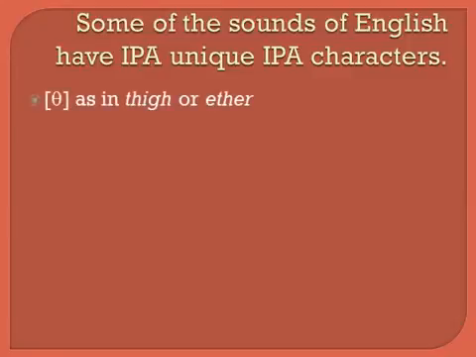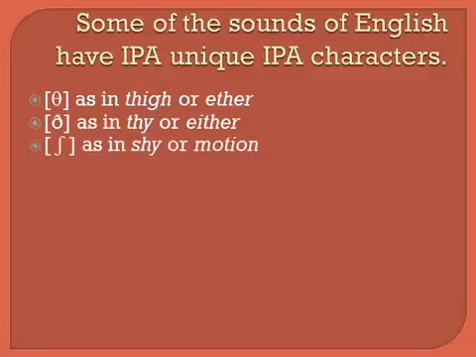So we've got the theta, and this is the th sound, as in thigh or ether. And next to that on the chart is what you can call a thorn, as in thy or either. And if you take the words thy and thigh, or ether and either, and say them, you can hear that the only difference is that one sound. Otherwise, they're all the same. Usually it's spelled th. The sh sound, as in shy or motion, is unfamiliar. You will sometimes see this as an S with a little caret over the top of it, but I'll be using this symbol. This one is zh, as in measure or rouge.